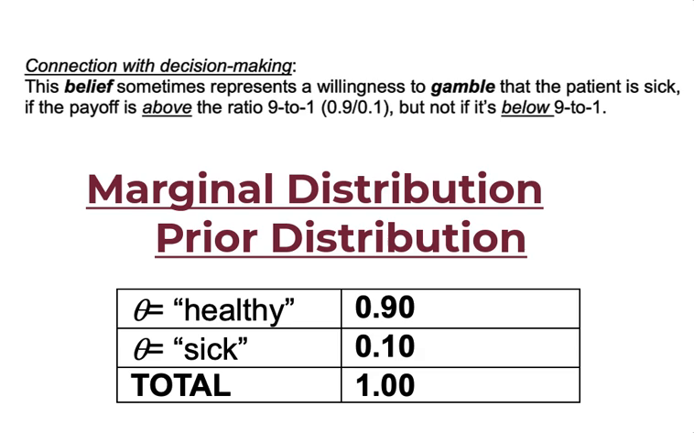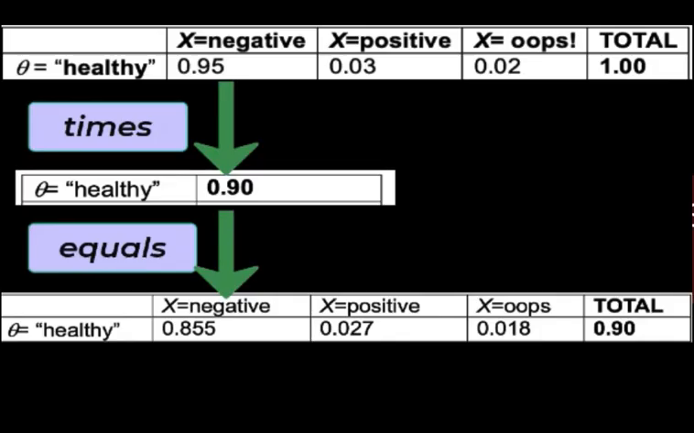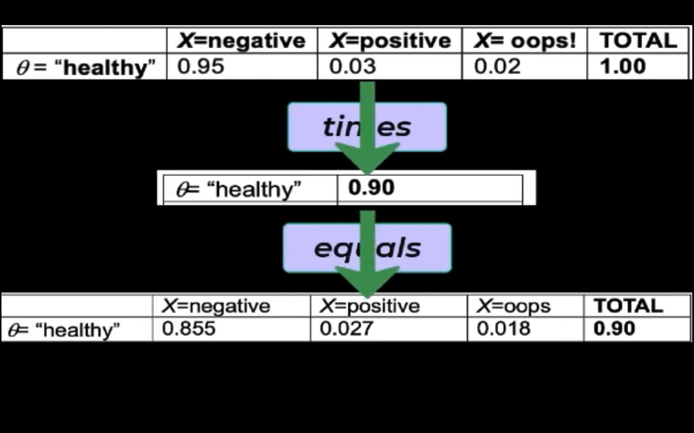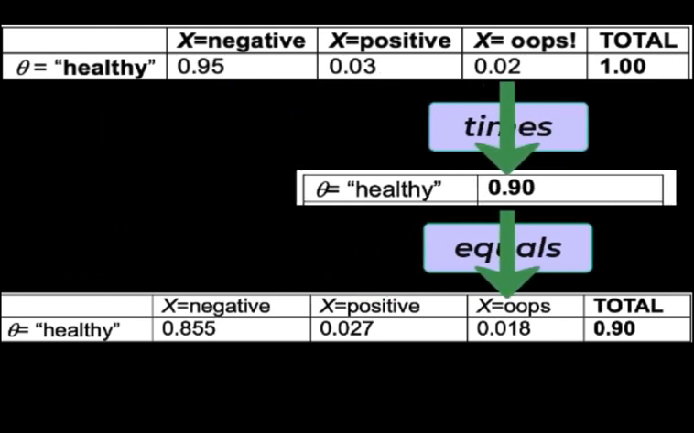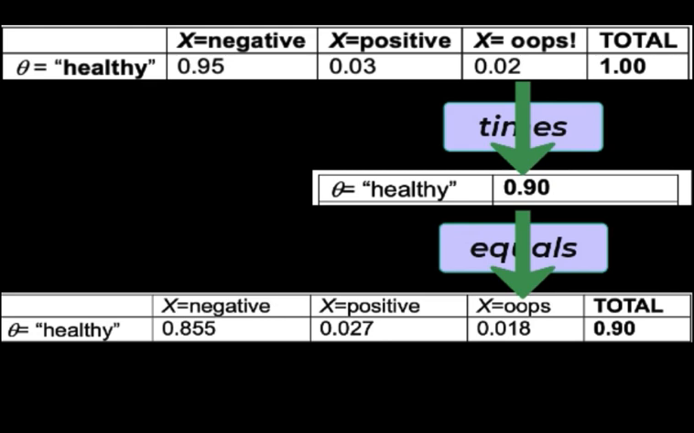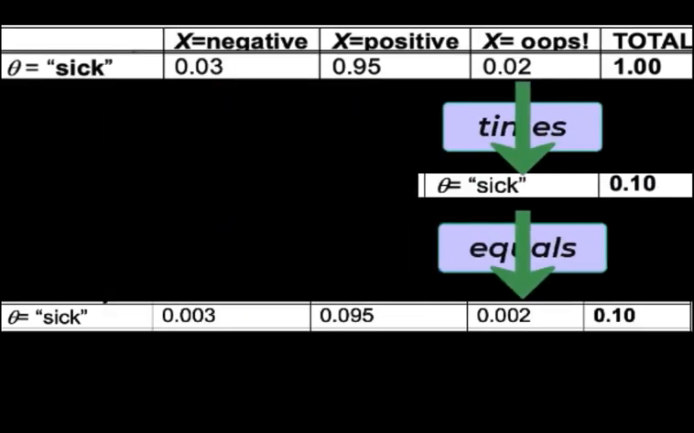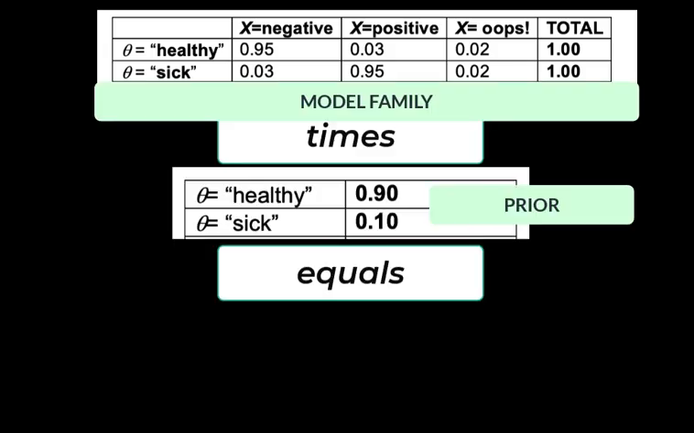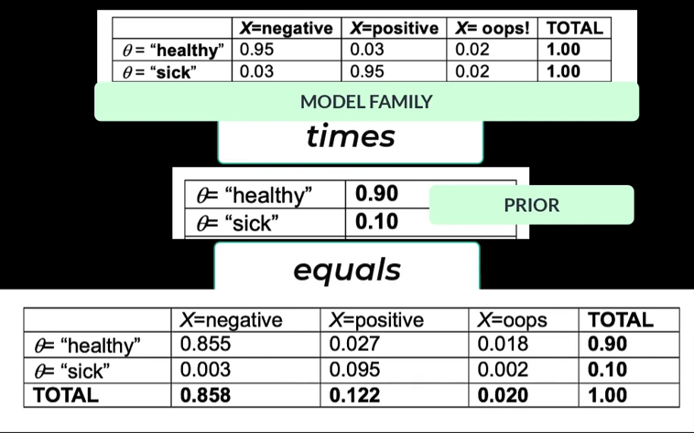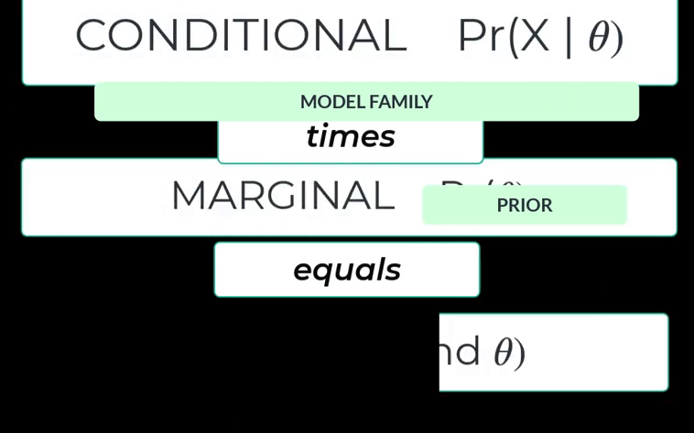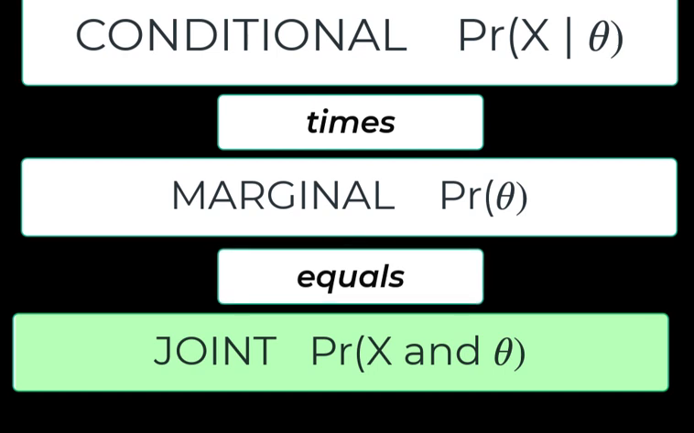Let's see what happens when you multiply the model rho for X given healthy times the probability of healthy. You get the probability that both the patient is healthy and the test result is X. Likewise for theta equals sick. Putting it together row by row, our original model family times the prior or marginal distribution of theta, the unknown patient's group. Oh ho, look what we get. The joint distribution of theta and X. Conditional probability times marginal probability equals joint probability.